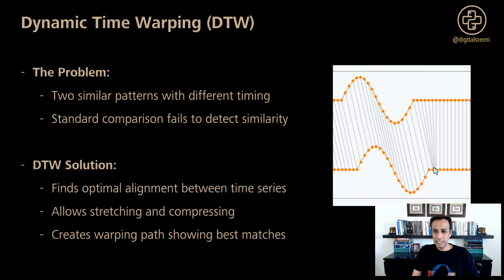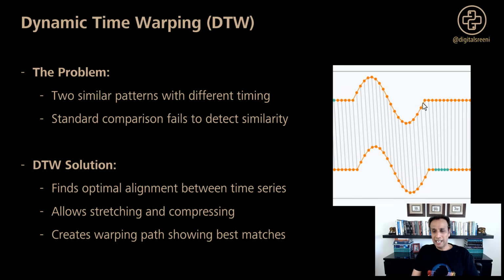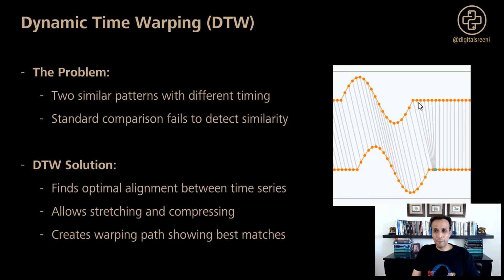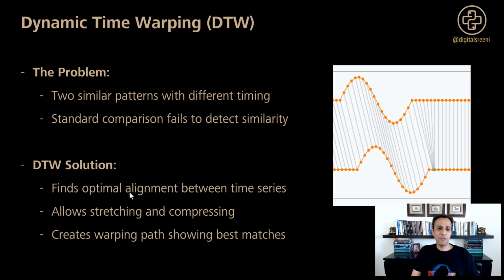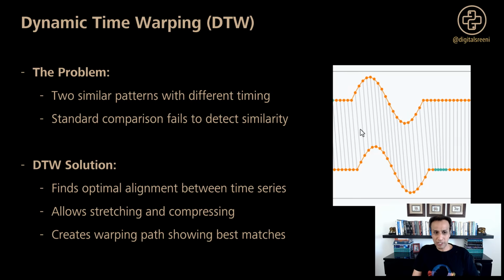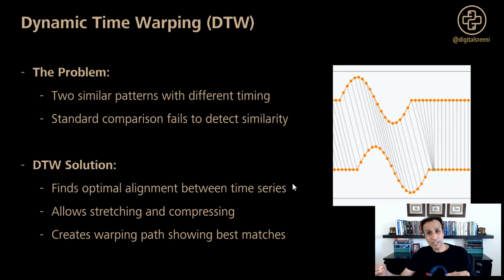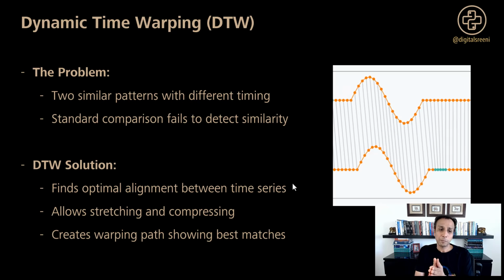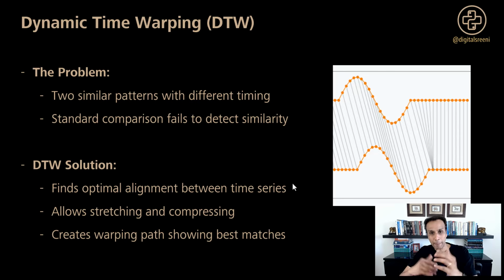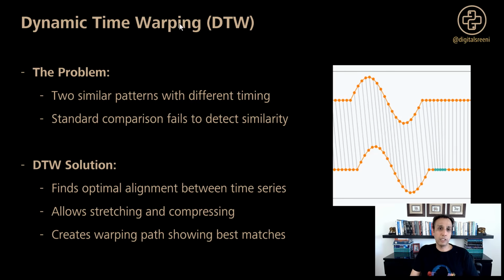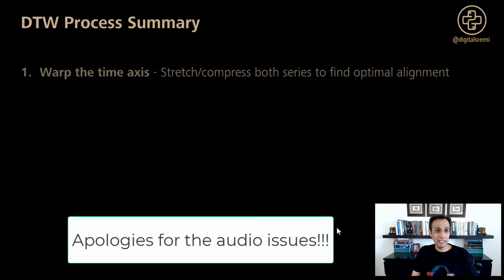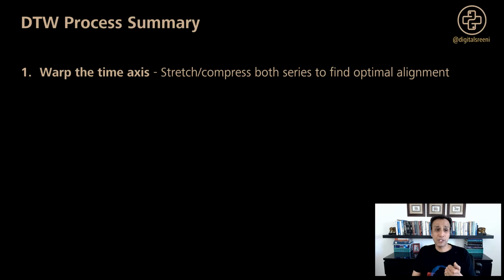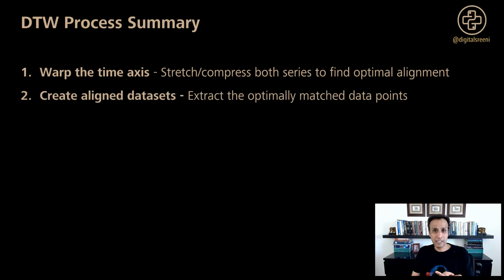As you can see here, you're expanding it, and at some places, you're contracting the data points. So this is what dynamic time warping basically means, right? Find the optimal alignment between the time series and allow stretching or compressing of the time. And then your mapping between these two is warped. That's where the term warping comes from. And once that's done, you can warp the time series, like I mentioned, and create the aligned data sets. So once you correct for that, you have two aligned data sets.